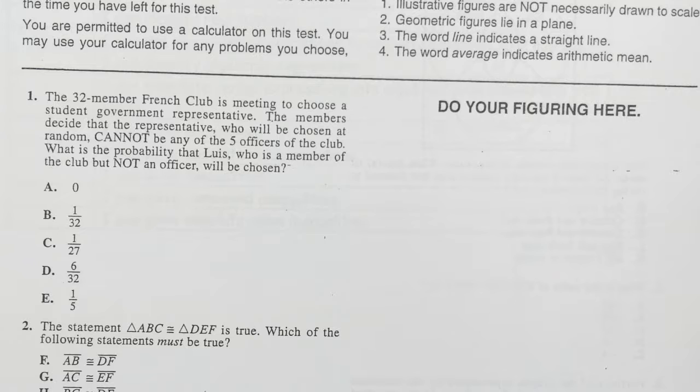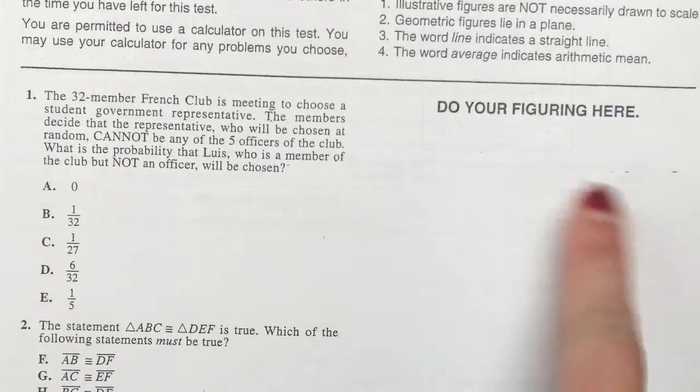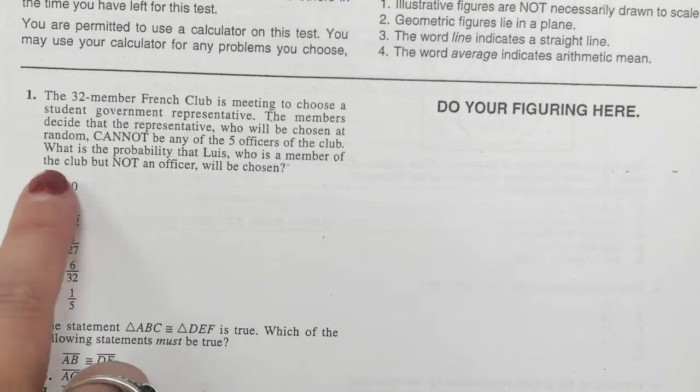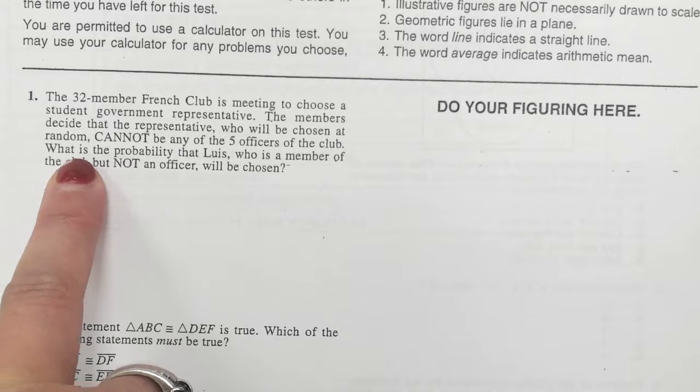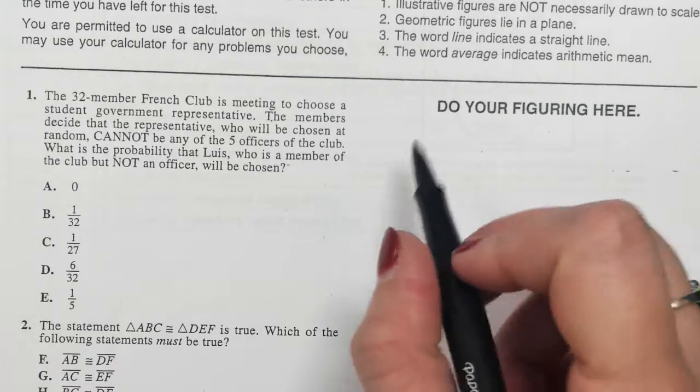Ready? Okay, if you've never taken the ACT before, what does it tell you to do right here? You're going to do all your work right here, right? Okay, so here we go, guys. You do not start by reading the whole thing. You start by reading the question. What is the question? What is the probability that Luis will be chosen? Okay, so we got Luis. He's an officer, but they don't want him to be chosen, right? So how many members are there altogether? What did it tell us? 32.